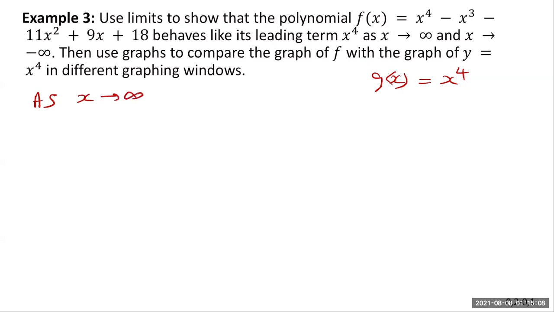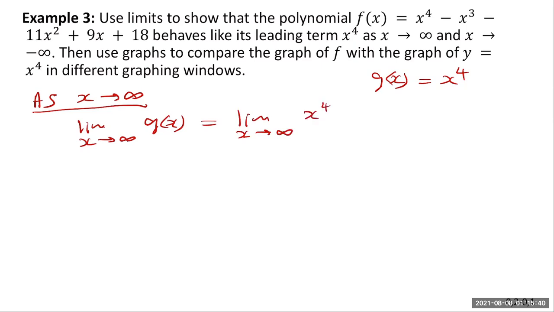I will leave the negative infinity case as an exercise. As x approaches plus infinity, all we need to do is show that whatever behavior you get from g of x is the same as the behavior that you get for the function f of x. For that, let's compute the limit as x approaches infinity. First let's compute the limit for g of x. This is the limit as x approaches infinity of x to the power 4, which is clearly infinity, because if you put infinity here, you get infinity to the power 4, which is clearly infinity.